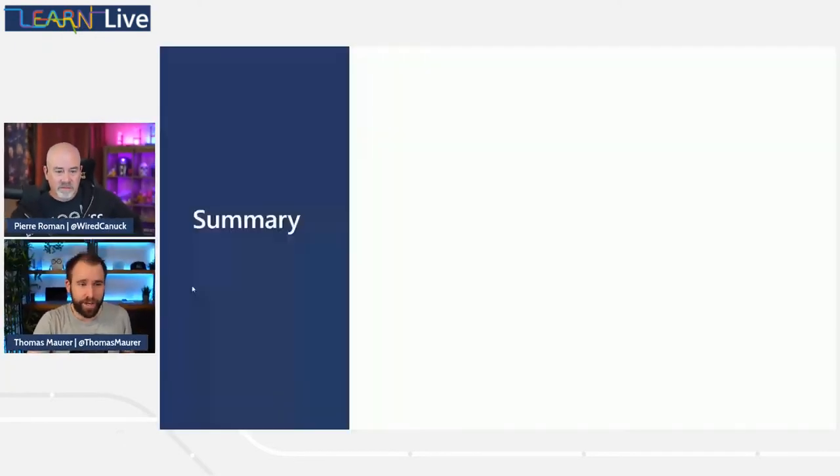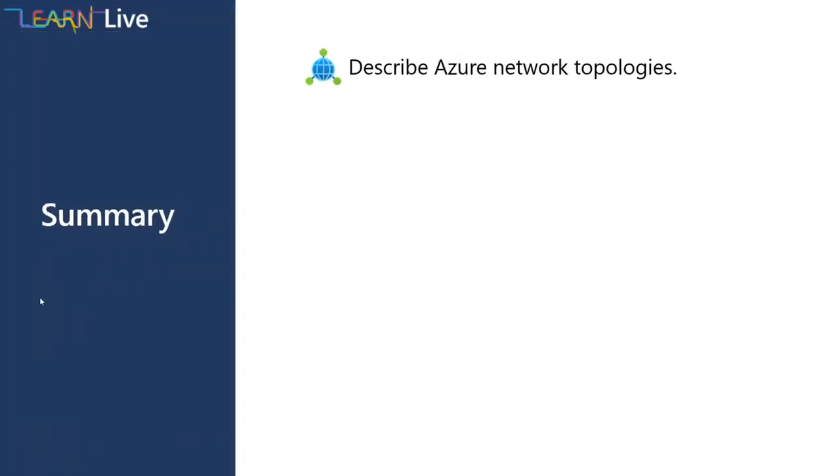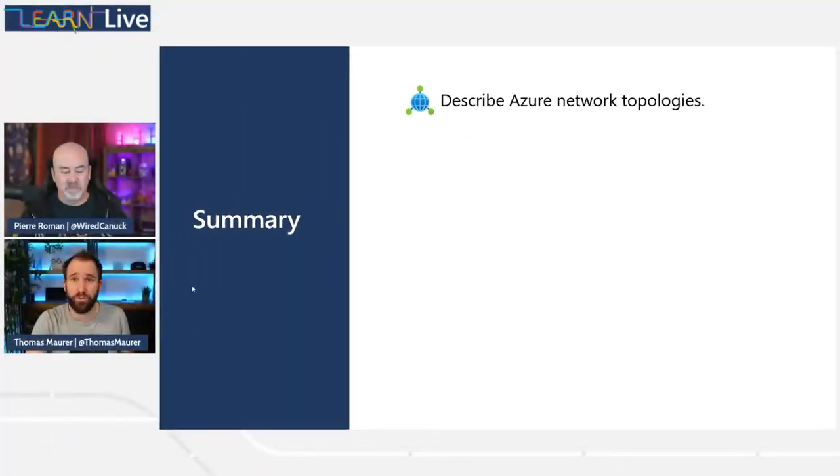So let's go into the summary quickly and see what we talked about today. We went through and talked a little bit about the Azure networking topologies. We talked about the different pieces: VNets, subnets, VPN gateways, ExpressRoute, and so on. So we had a lot of different explanations there and how they work together.